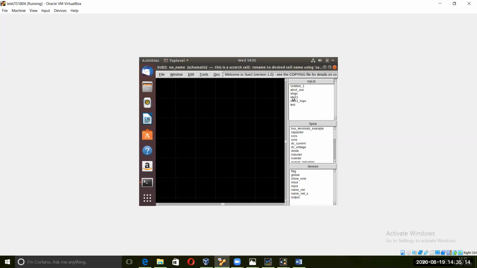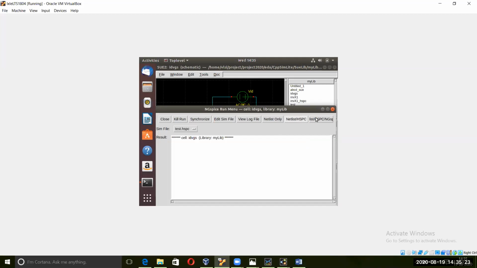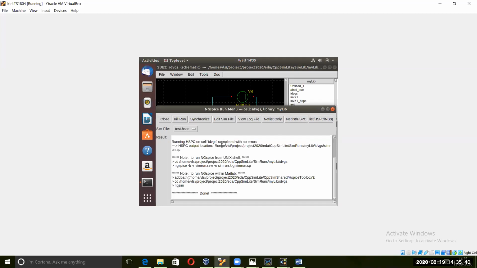Suppose this is my circuit. You go to the tools and the ngSpice simulation. There are methods here for how you want to simulate. You want to simulate with the help of the netlist HSPC or the netlist HSPC ngSpice. You want to do it with the netlist plus HSPC. Okay, so it is done.